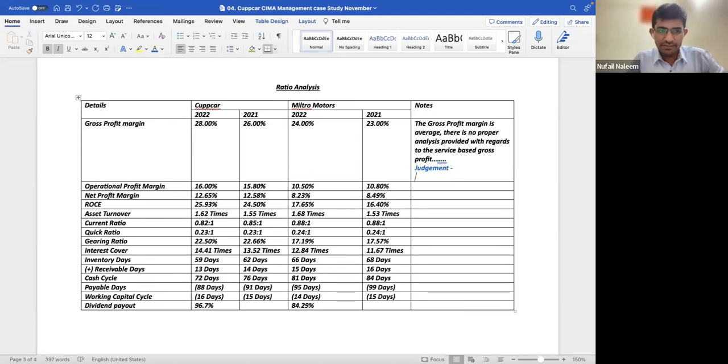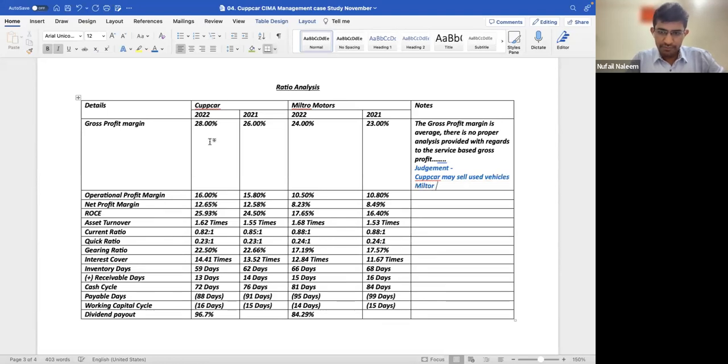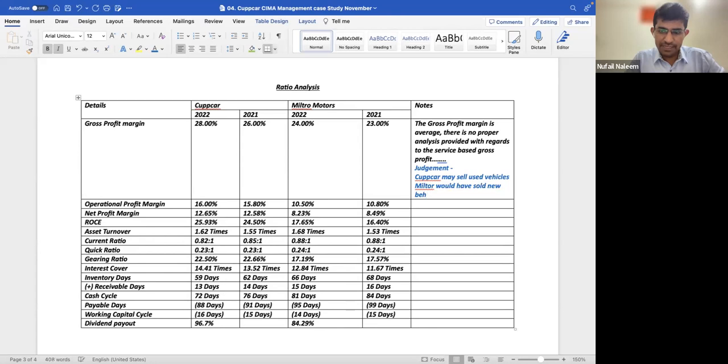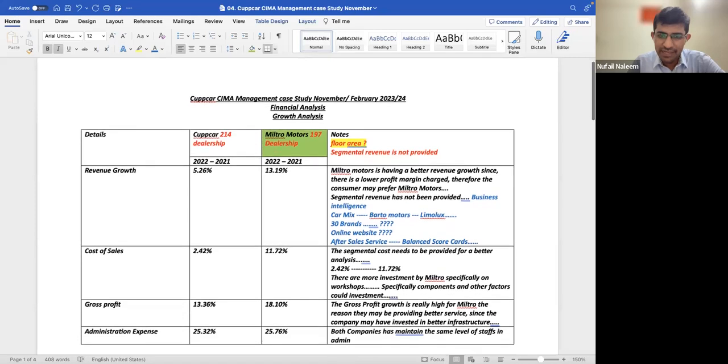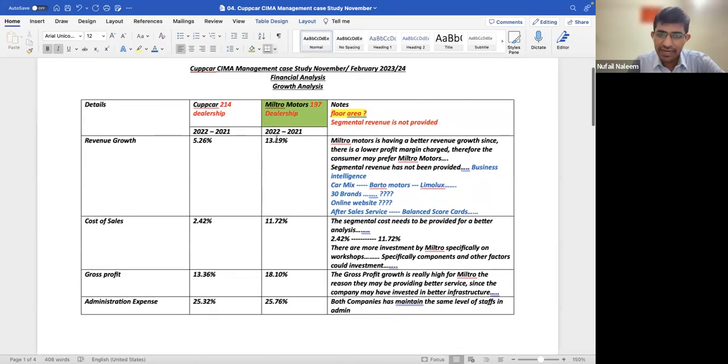So judgment, first one, Cuppcarr may sell used vehicles. That is one option. Miltro would have sold new vehicles as per this understanding. But there's a contradiction. What is the contradiction, students? The contradiction is very transparent. If they are selling new vehicles, how can their revenue go up?